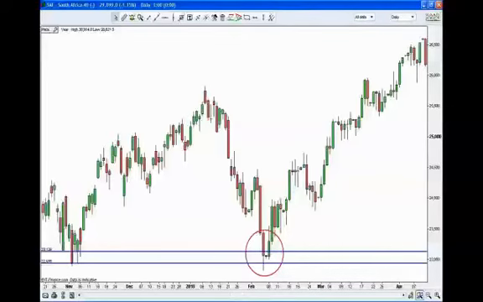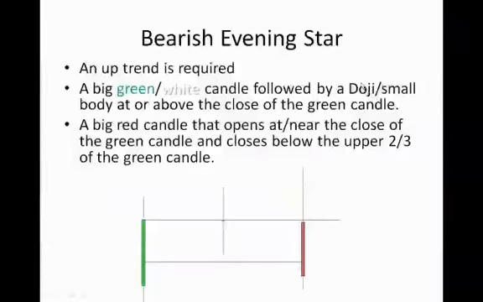Okay, we're going to have a look now at the bearish evening star. An uptrend is required. We then get a blow-off green candle, or a white candle if you're using black and white, followed by a doji at or near the top of that green body, and then we want to see the big red candle selling off from that high. It should open at or near the close of the big green candle, and it must close lower than 2/3 of the body of the first green candle.